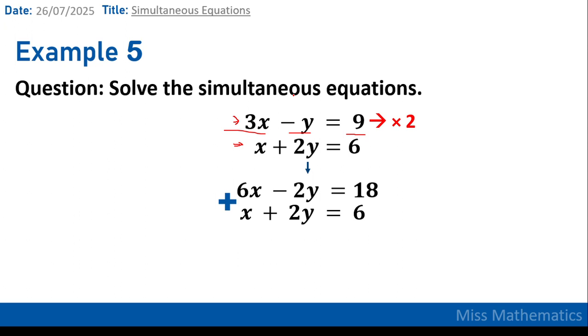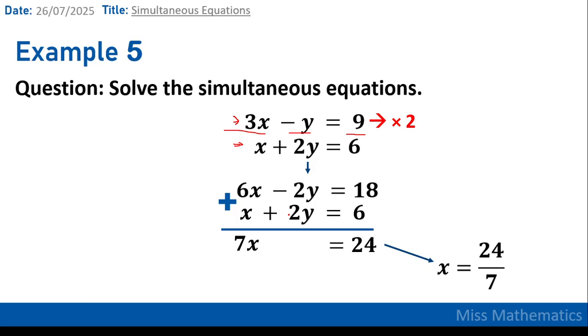And now, in order to eliminate this, we can do minus 2y plus 2y, because that will give us 0. Because if you have minus 2 and you add 2, you get 0. So we can add these equations instead of subtracting. So beware, you don't always subtract. So we get 6x plus x, which is 7x, and then 18 plus 6, which is 24. Therefore, x is equal to 24 over 7.